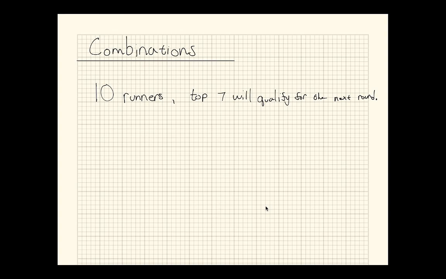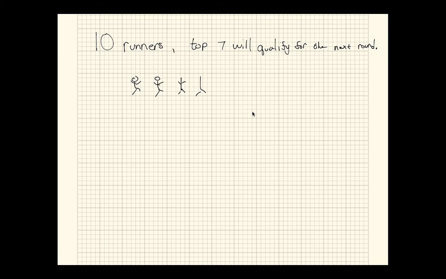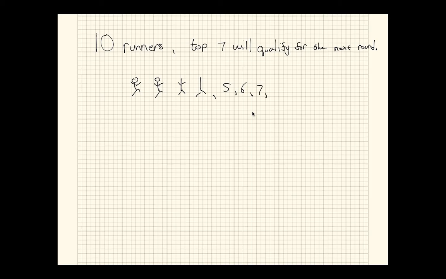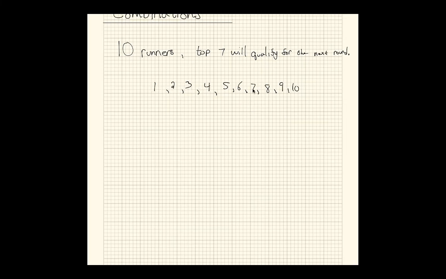Why? Because if I'm picking 7 out of this group of 10, it doesn't really matter what order I pick them in. Because the top 7 will qualify. So if I have 10 people here, let's just use numbers, 1 through 10. Let's say the first 7 qualify. Who cares what order I pick them in? Just the first 7 are going on.